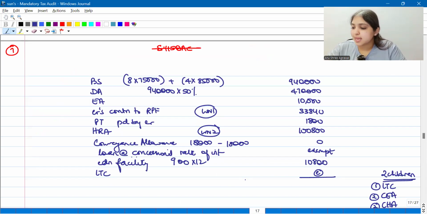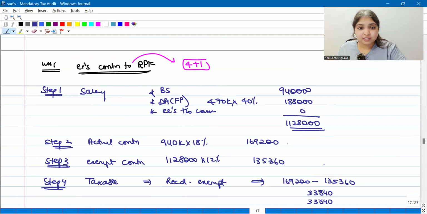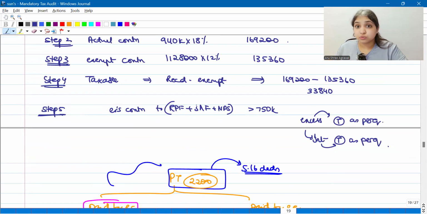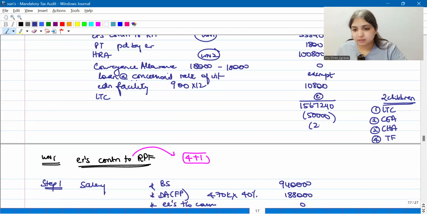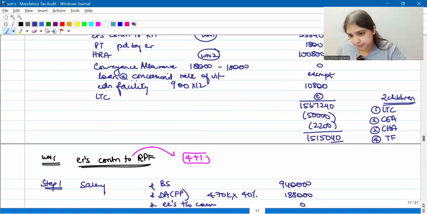Add up the gross salary of the assessee. How much are you getting? 15,67,240. Then you will get 50,000 standard deduction. And remember, we had professional tax also over here, 2,200. For the full professional tax we will get deduction. So what is the net amount over here? The net taxable salary of the assessee is 15,15,040.